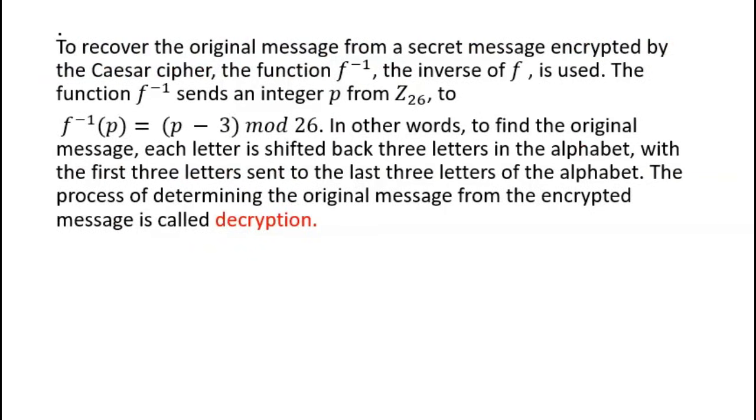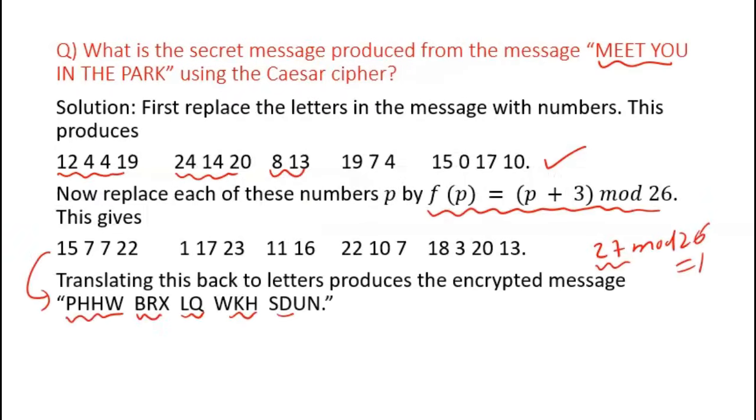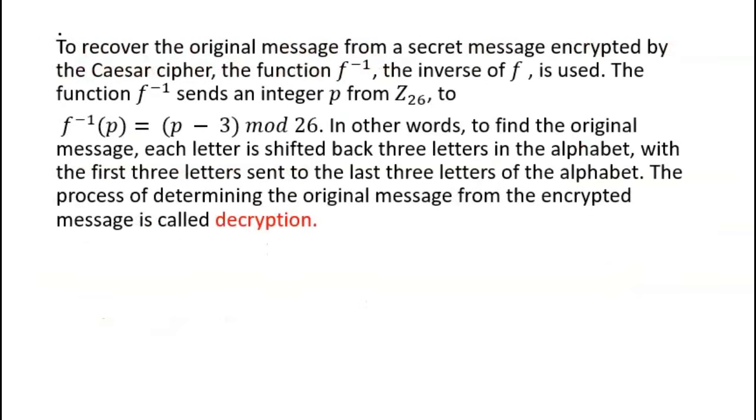Moving ahead, we can even decrypt the message. The first process is encryption. So you sent this message to someone, "meet you in the park", and the encrypted message that the person received was this message. Okay. Now how will the person who received this message get the original message? To get the original message, he has to use the inverse function, that is f inverse of p is equal to p minus 3 modulo 26, right? So this process of getting the original message is known as decryption.